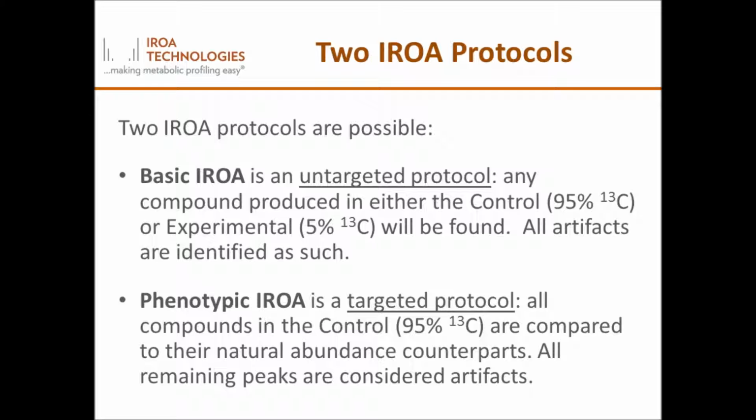Therefore, two IROA protocols are possible. The basic IROA protocol, which is an untargeted method, whereby control samples are labeled with 95% C13 media, and experimental samples are labeled with 5% media. And a second protocol, called the Phenotypic IROA protocol, a complex targeted method where control samples are labeled with 95% media and compared to their natural abundance counterparts.